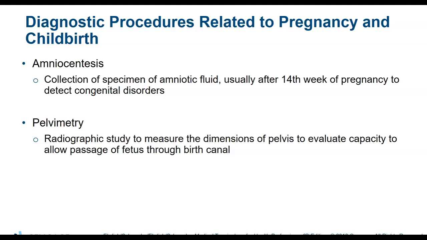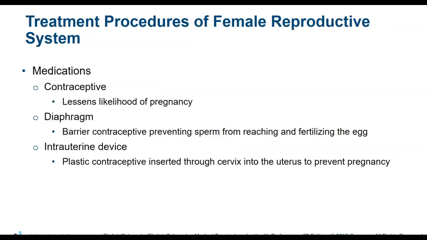Pelvimetry. I'm telling you, I can't speak today. It's a study that measures the dimension of the pelvis to evaluate the capacity to allow the baby to come through the birth canal. There are some moms that have very narrow hips and they're not going to physically be able to deliver that baby. So they'll actually do a test to see if that's going to be able to.